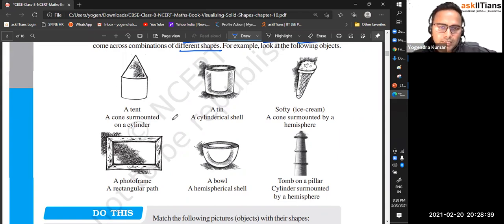That is what a tent looks like. A tin is a cylindrical shell, because inside it will be empty like that. Softy ice cream, right? Ice cream is what? A conical shape, with a hemispherical ice cream we put on the top, right? A photo frame is what? A rectangular path, okay, kind of like this, right? A bowl is a hemispherical shell. A dome on a pillar is cylindrical, mounted by a hemisphere, right?